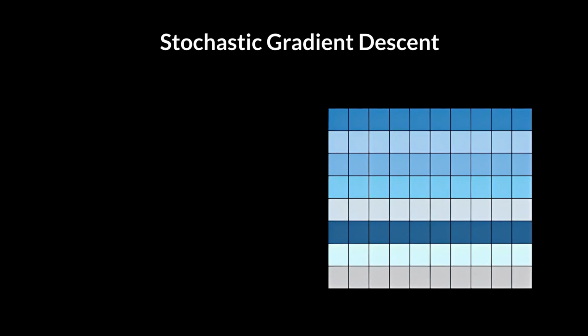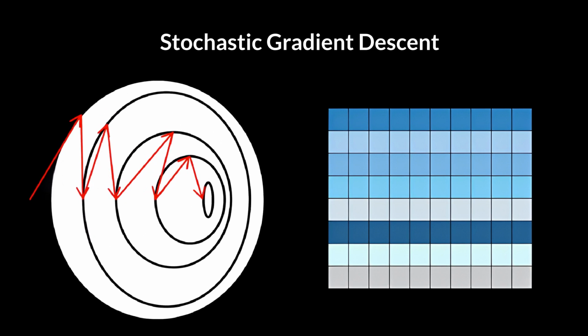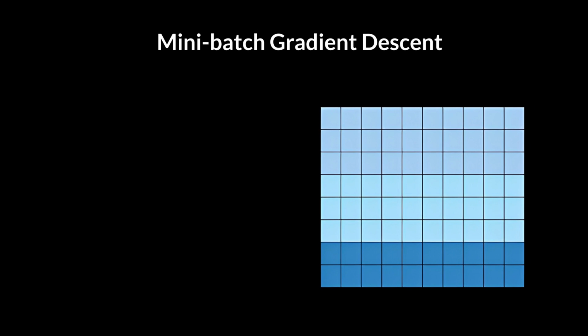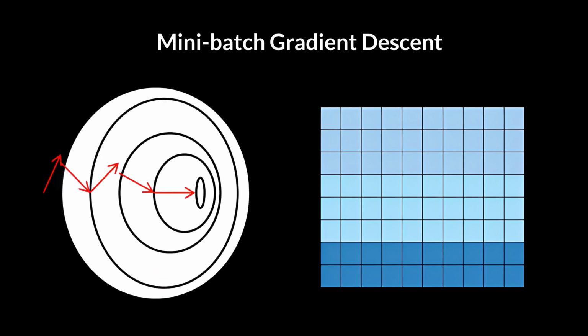Stochastic gradient descent, SGD. In contrast, SGD calculates the gradient using a single data point at each step. This makes it much faster but introduces noise into the gradient estimate, which can cause the algorithm to jump around. Mini-batch gradient descent, a compromise between the two. Mini-batch gradient descent calculates the gradient using a small subset of the dataset. This strikes a balance between computational efficiency and gradient accuracy.